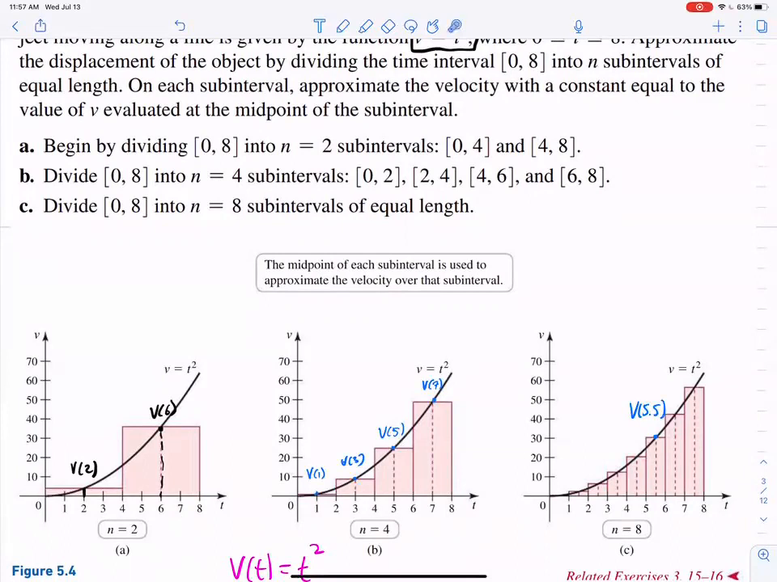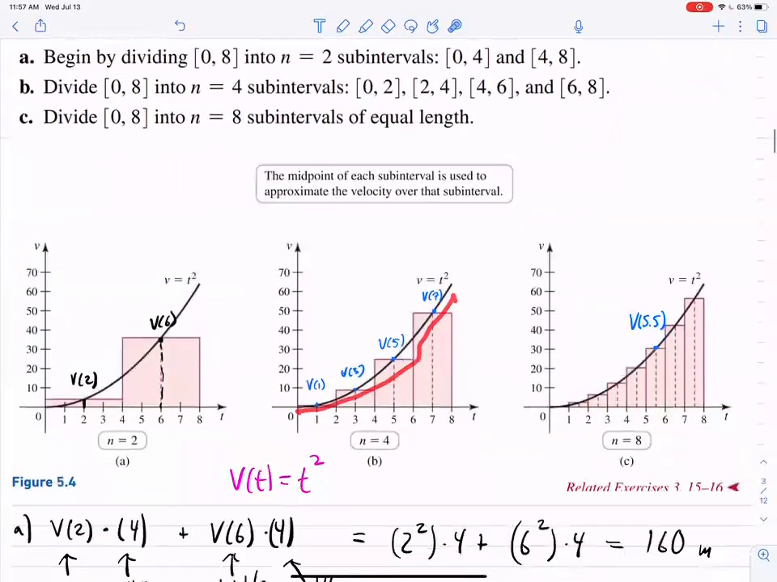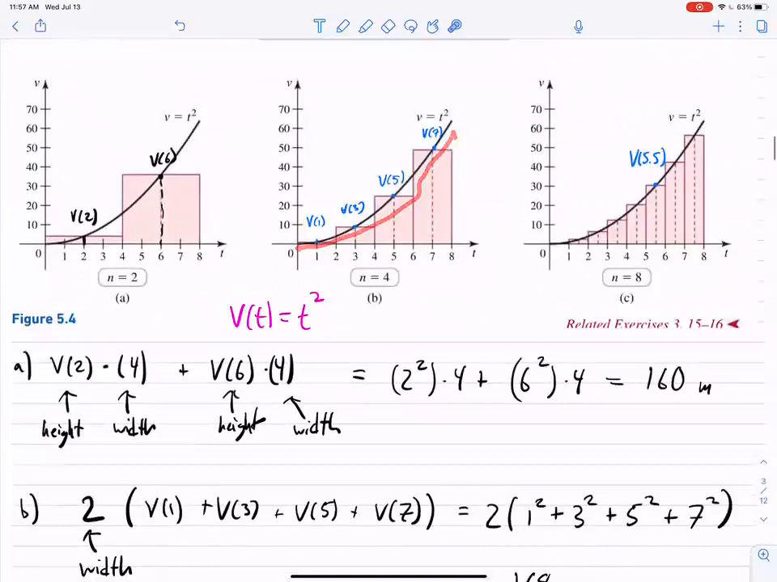And so the idea is that those are the heights of our rectangles, and the widths of our rectangles are all the same. And so we just add up the area of these rectangles, and that will approximate the area under the curve. And so algebraically, what that looks like is the height of our rectangle, v of 2, times the width, plus the height of the other rectangle times the width. But our function is just t squared. So that's 2 squared times 4 plus 6 squared times 4, which is 160 meters. So in this one, we approximate it to be 160 meters.